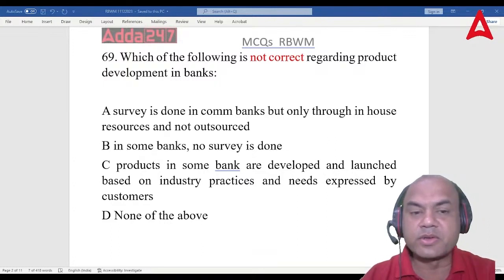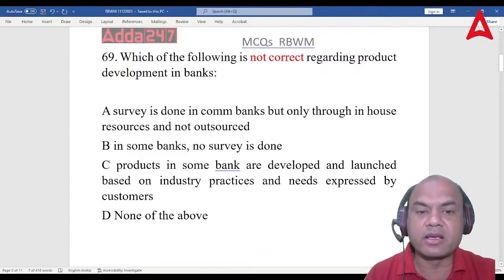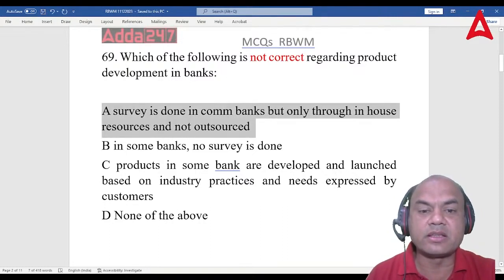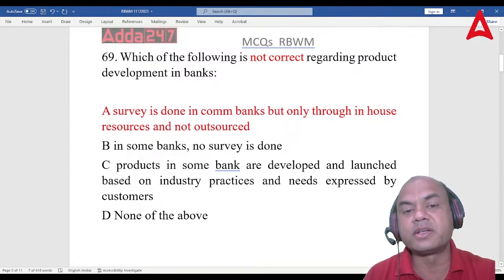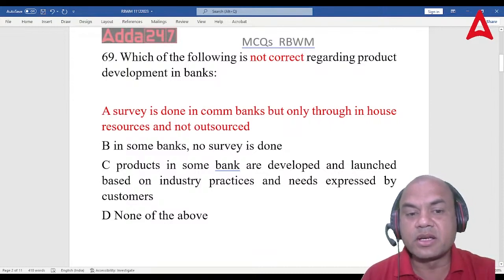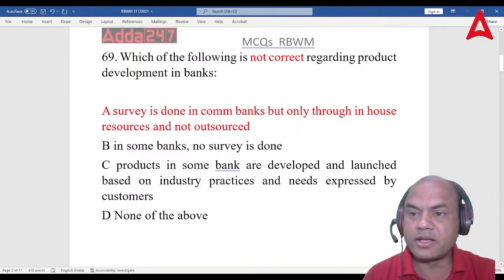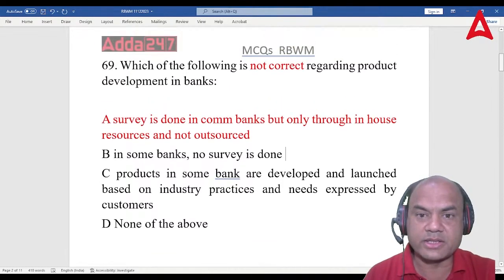What should be the answer over here? The answer is A. Correct? Answer is A. Survey is done. This is not correct. Remember, it is not correct. Why? Because survey in commercial banks is not done in-house. It is outsourced. Got it? Clear? Next one.